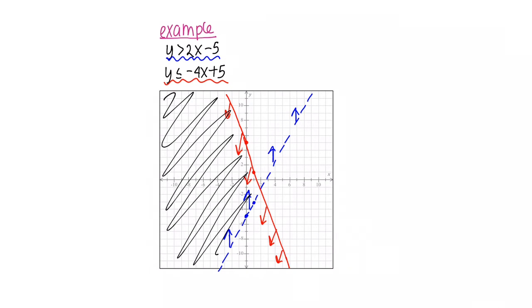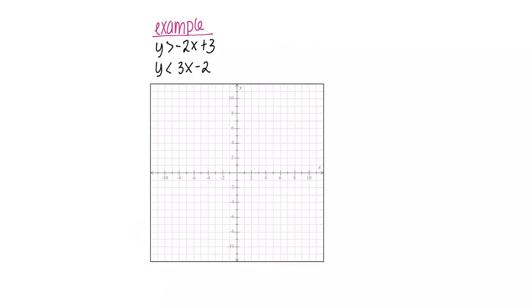Hopefully you're kind of catching on to what's happening then, though. All right, y is greater than negative 2x plus 3. Plot your y-intercept, plot your second point. No underline means that we're going to draw a dashed line. It says above, so it says greater than, which is above.